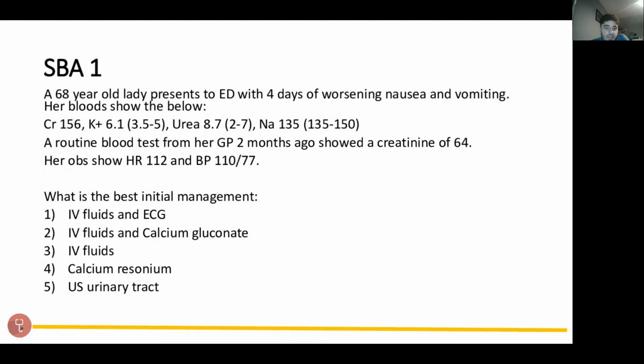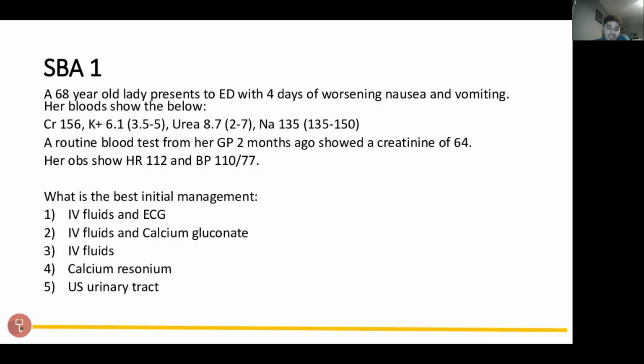So what's going on here? This is a lady who has presented with 4 days of acute nausea and vomiting. Her heart rate is raised and her blood pressure is on the normal side. So you can suggest from this that she is slightly dehydrated. Her blood pressure is holding, but she is tachycardic and she is vomiting a lot as well. So that all is risk factors for AKI, isn't it?